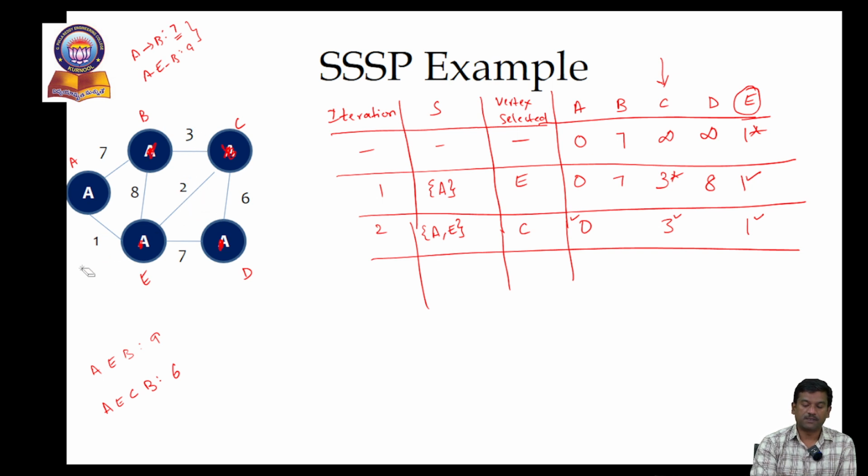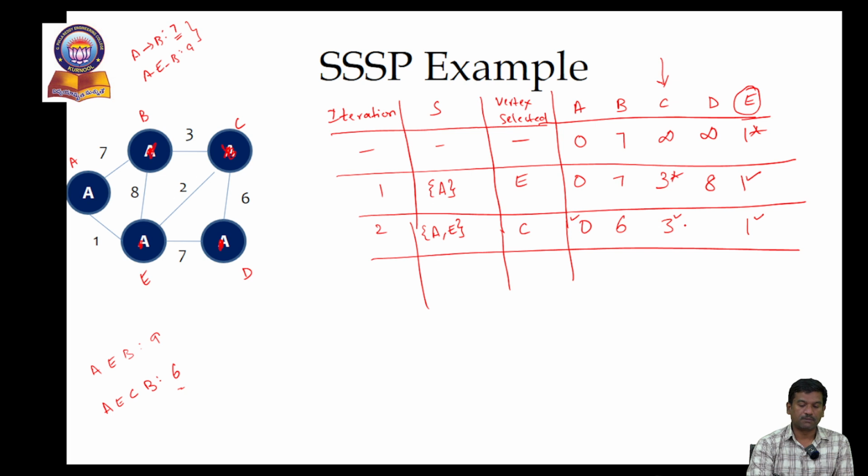So 6 is minimum. And what about the previous value of the distance of B? Previous value of the distance of B is 7. Now it has been updated with the new value, that is 6, because compared with 7 and 6, 6 is the minimum. 6 has been updated. In the same fashion, A, E, D, find the distance. And similarly A, E, C, D, find the distance. If you have the minimum distance, then it is to be updated.